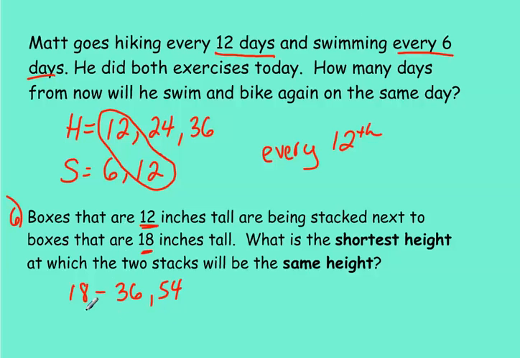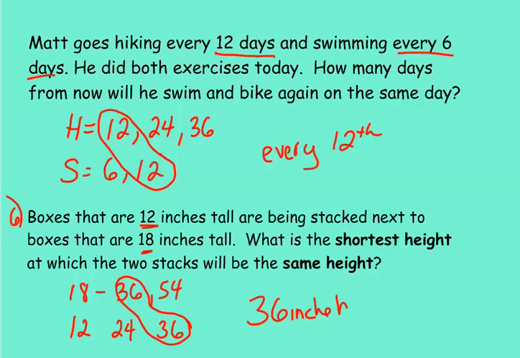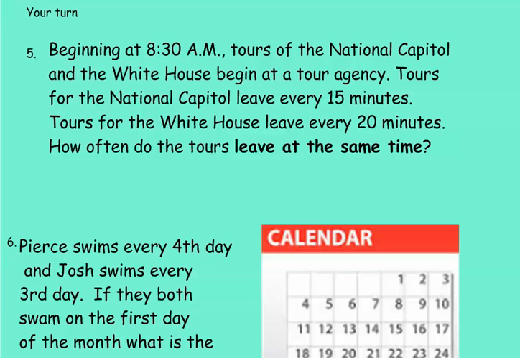okay, let's stop and see if we have anything in common yet. The boxes that are stacked 12 inches, first set is 12. If I put another stack of 12, that's going to be 24. If I put another stack of 12, that's going to be 36. Ding, ding, ding! That's what they have in common there. Okay, so they will be 36 inches high.